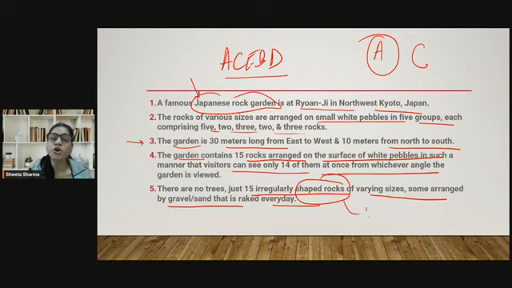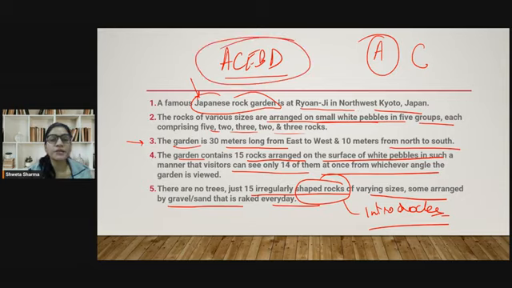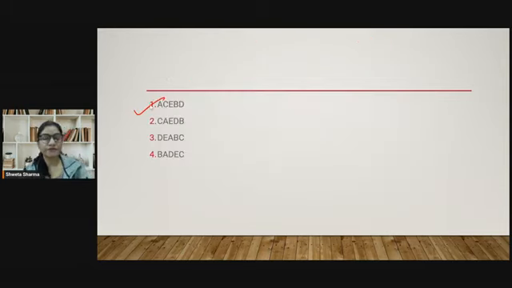So, I'm introducing rocks here. It's an introduction to rocks. And then maybe an extension of what are there in rocks. Rocks of various sizes are arranged on small white pebbles. And then you have D, which says contain 15 rocks arranged on the surface of white pebbles. So ACEBD is the final sequence we have.